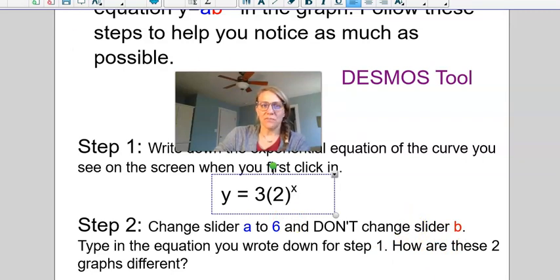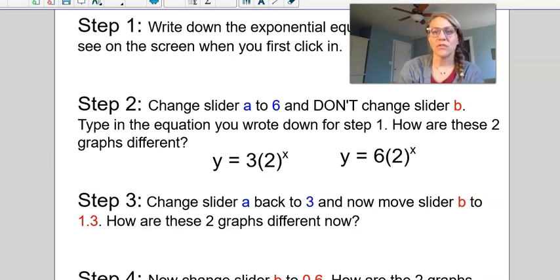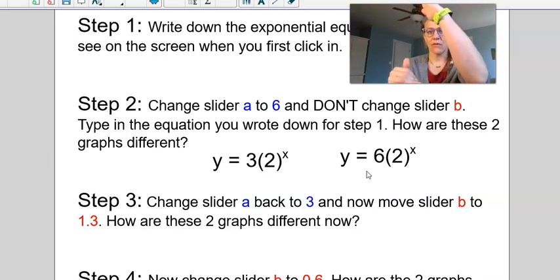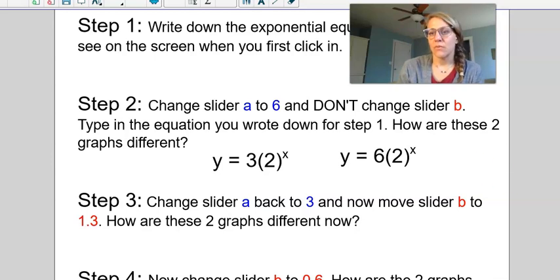So the 2 equations you took a look at on this last screen in Desmos, you should have looked at these 2 equations right here. And what you should have noticed is that the only thing that really changed is the fact that it got shifted up. So y equals 3 times 2 to the power of x crossed the y-axis at 3 and went up from there, doubling. And the other one started at 6 and went up from there, doubling. So that's really the only difference between those 2.